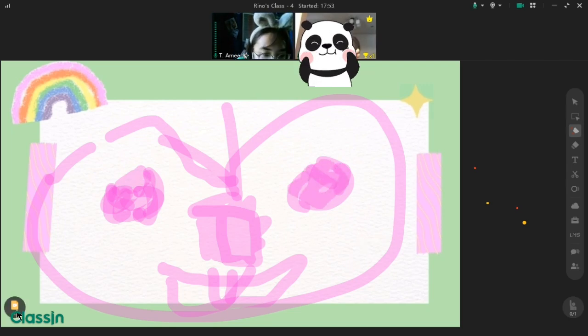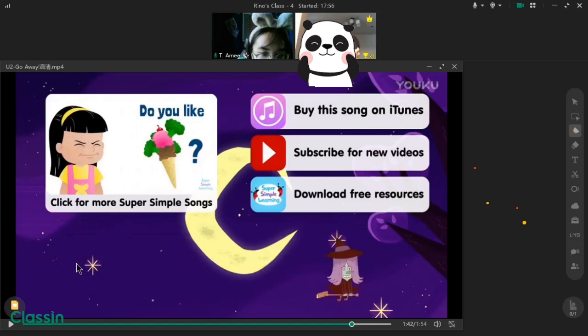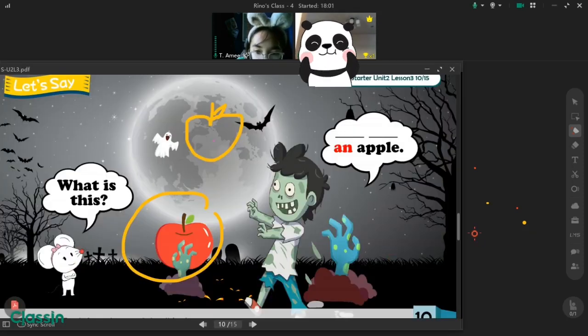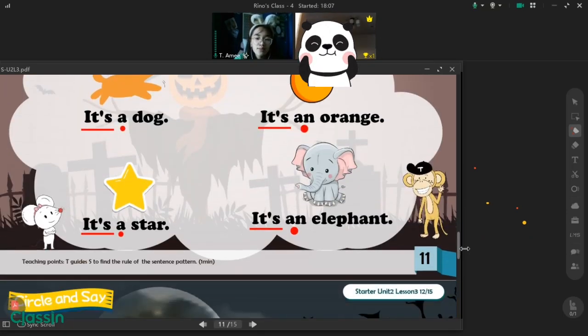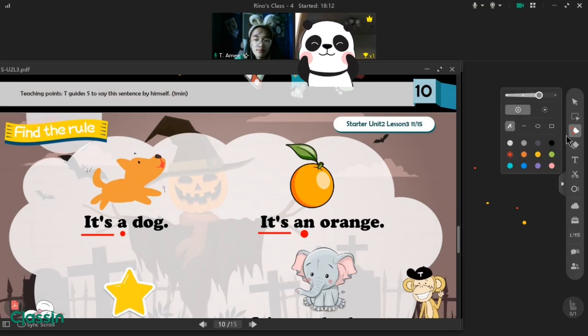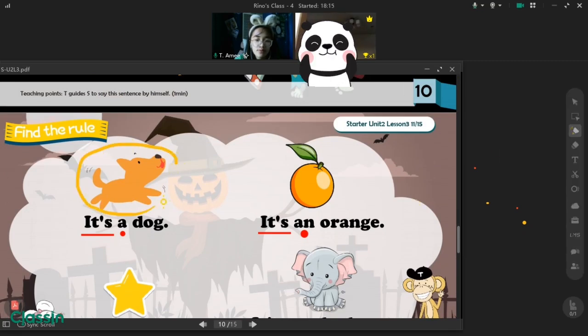So let's have this, Rena. Go away, spooky man. Okay, here. What is the first picture, Rena? What's that? Woof woof. Dog. Yeah. So you read. Yes, very good. You read the first one. It's a dog.